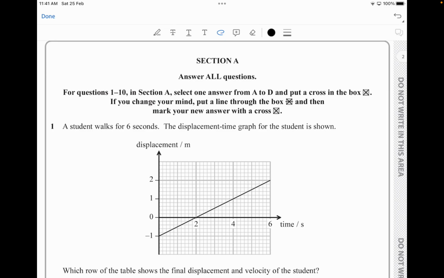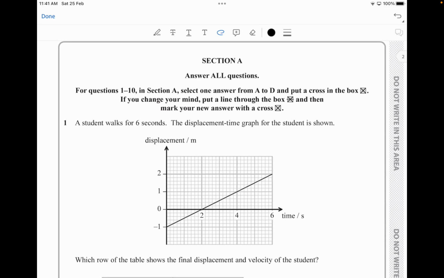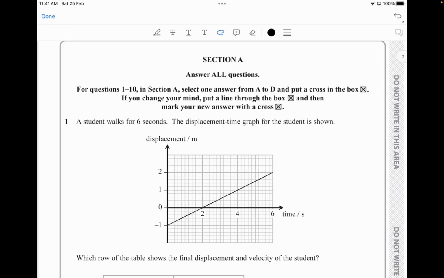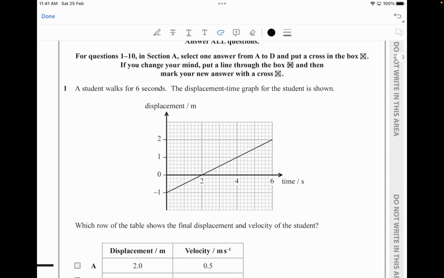Section A, answer all questions. For questions 1 to 10 in section A, select one answer from A to D and put a cross in the box, meaning that your answer is going to be showcased as a cross in the box. And if you change your mind, you can put a line across that and then mark your new answer with a cross again. Okay, so the first question states that a student walks for about 6 seconds.